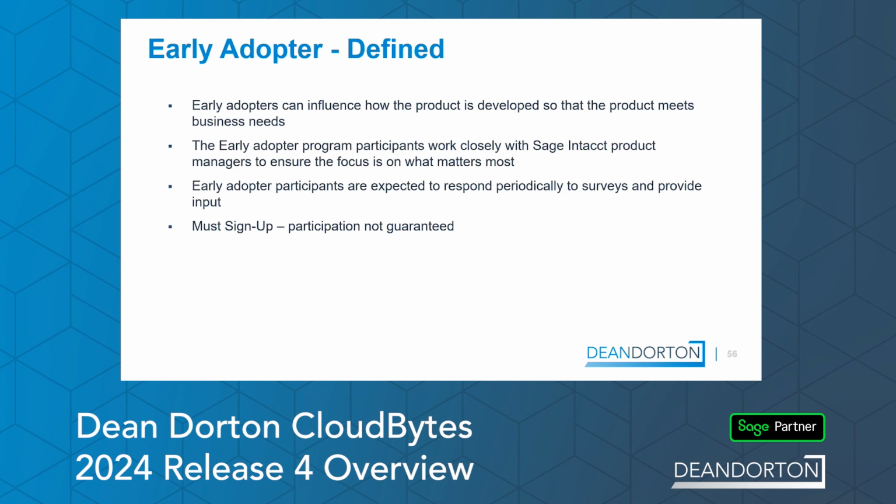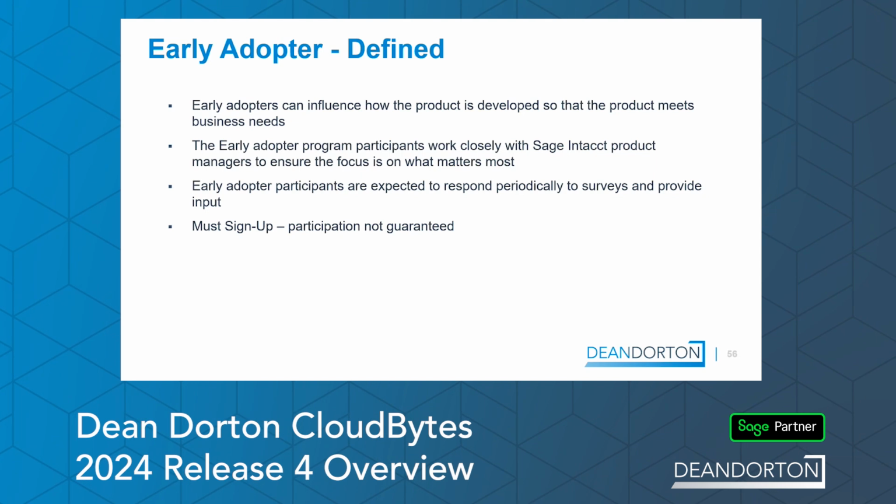But early adopters can influence how the product is developed. So if you ever participate in an early adopter program for Sage Intacct, you will be asked for feedback. You will be required to give feedback, and they will take that feedback into account. You'll work closely with Intacct product managers to make sure that the product in the early adopter is focusing on what matters the most. They did this with the AP automation.